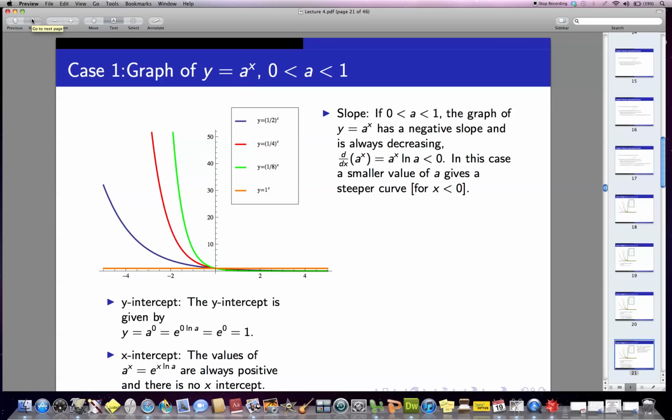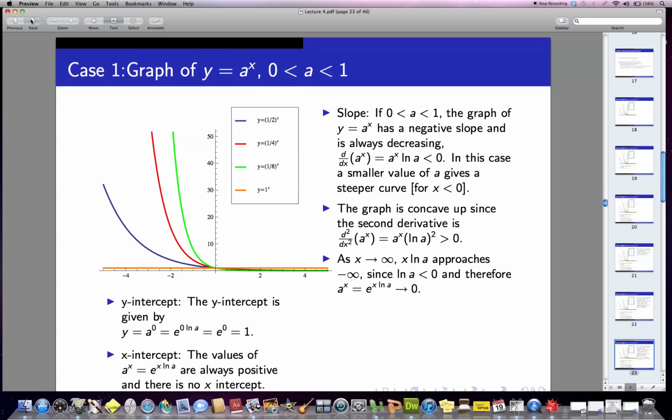You'll also see that to the left of the y-axis, these curves are steeper for smaller values of a. The graph is going to be concave up, because if I take the second derivative, I get a to the x times ln of a squared, which is always going to be a positive number.